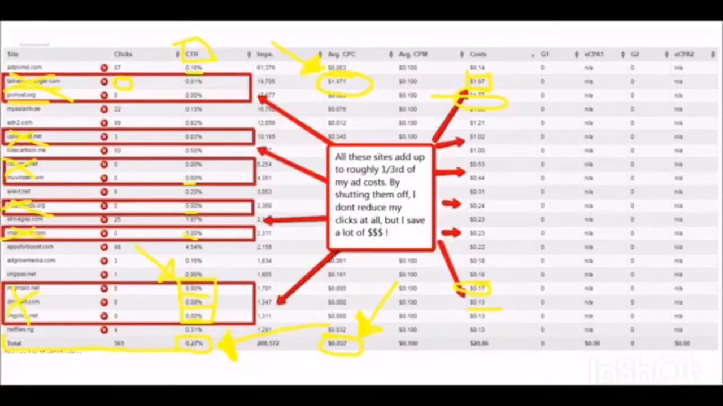I'm not getting enough clicks. So I get rid of all these sites to save my costs. That's optimization, because I can tell I should be paying 3 cents per click, and on these sites I'm paying way more than that if I'm even getting any clicks at all. So that's optimization in action. I hope that makes sense.